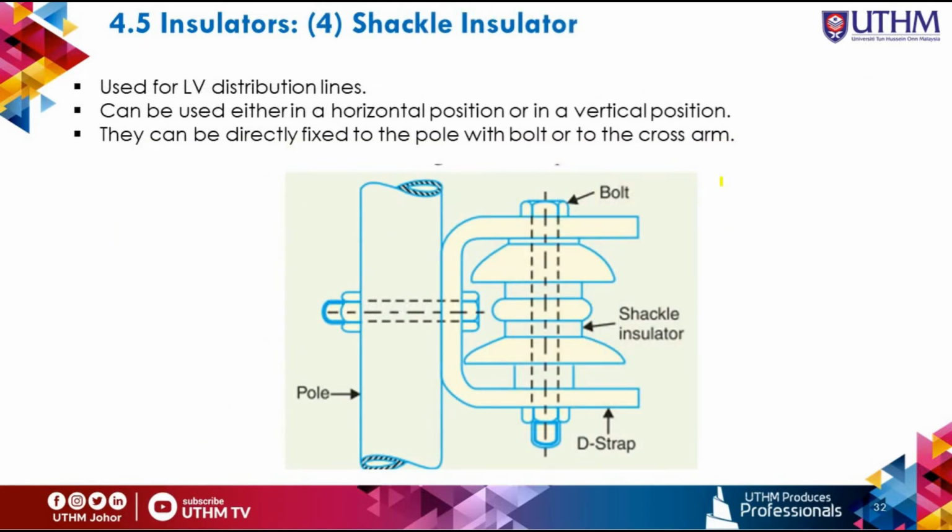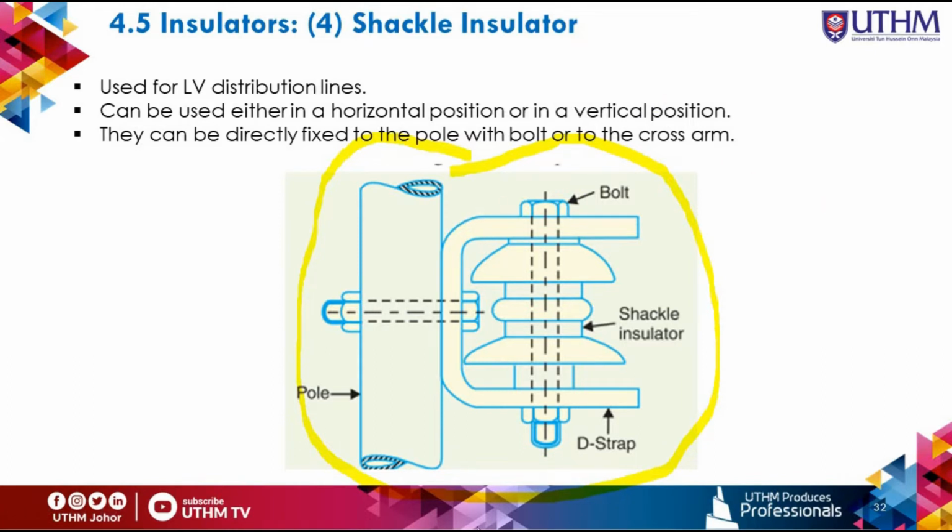The fourth is the shackle insulator. In early days, shackle insulators were used as string insulators, but nowadays they are frequently used for low voltage distribution lines. Such insulators can be used either in a horizontal position or in a vertical position. This one is the vertical position. They can be directly fixed to the pole with a bolt or to the cross arm.